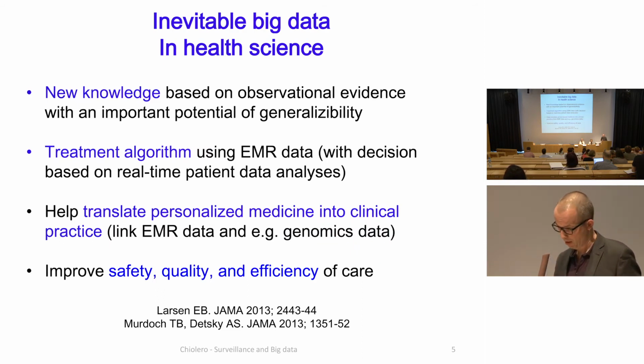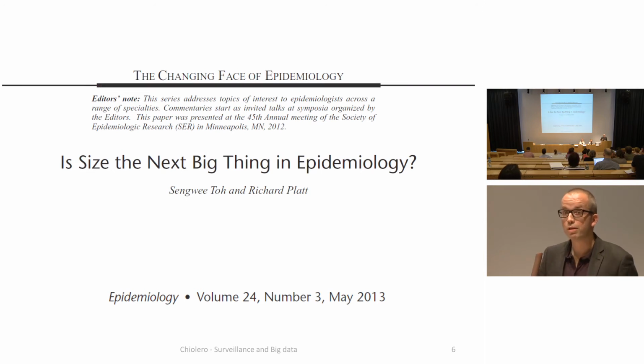The hope with big data is that it will bring new knowledge based on observational evidence. It could help to improve or design treatment algorithms using electronic monitoring and electronic medical records data, with decisions based on real-time patients' data analysis. It could help translate personalized medicine into clinical practice. If you imagine you can link electronic medical records with, for example, genomics data or all omics data, the potential is huge. And it could, according to the author of this paper, improve safety, quality, or efficiency of care. Expectations are huge with big data. Also in the domain of epidemiology, in research, size could be the next big thing in epidemiology.